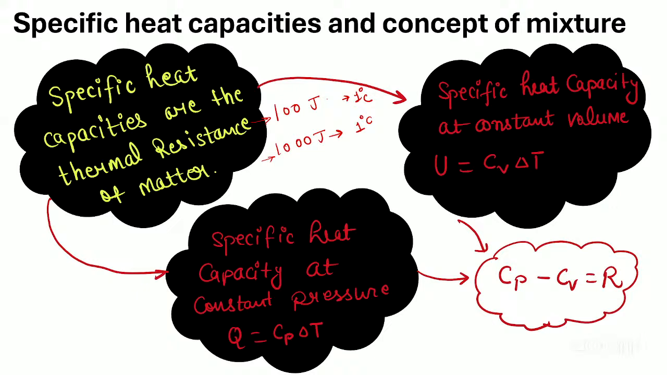We have two types of specific heat capacity. First is specific heat capacity at constant volume, which is nothing but the internal energy U of the system, and this is for the ideal gas. U is equal to Cv into delta T, and specifically we can say mCv delta T. But if mass is 1 unit, then we can say U is equal to Cv delta T. Specific heat capacity at constant pressure is nothing but the heat supplied to the system, which will be given by Cp into delta T.